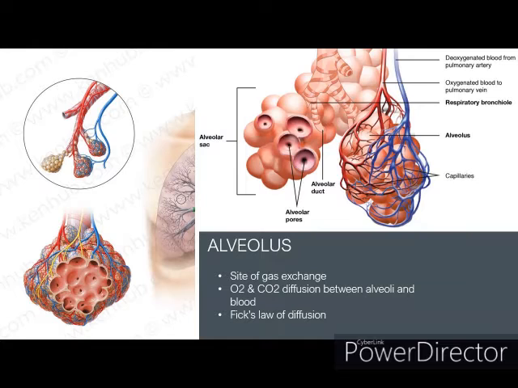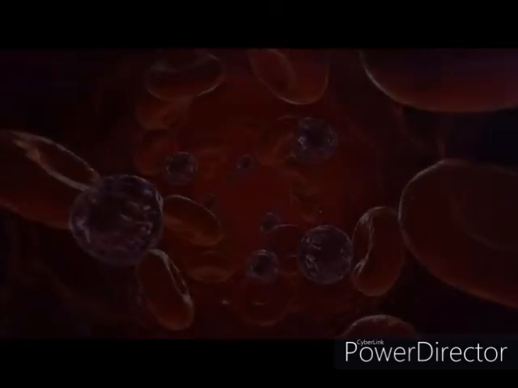Next up is the alveoli. They are surrounded by pulmonary arteries and capillaries because this is where gas exchange occurs. Oxygen and carbon dioxide are exchanged between alveoli and blood by diffusion. Capillaries have very small membranes which allow for diffusion. This is explained under Fick's law of diffusion, which states that the shorter the distance through which diffusion takes place, the greater the rate of diffusion. Also, the greater the surface across where diffusion occurs, the greater the rate of diffusion.